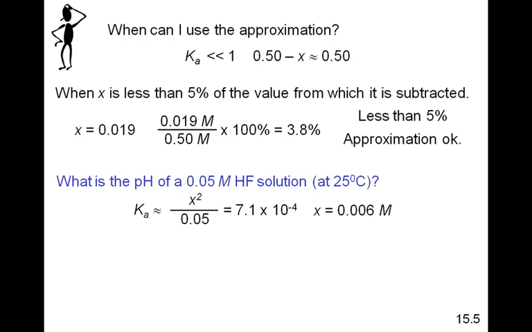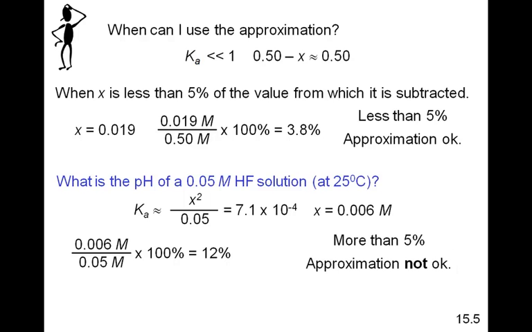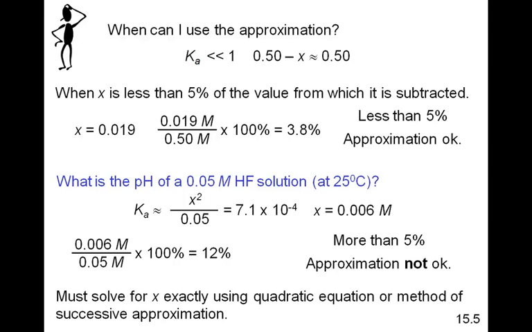and X comes out to be 0.006, which now we're going to check because remember, the concentration of HF at equilibrium would be 0.05 minus this value of X. And so we'll check to see if X is actually less than 5%. And as you can see, it's not. It's not less than 5%. And therefore, we can't use that approximation. Not a good approximation. So we must solve for X exactly using the quadratic equation, or what's known as the method of successive approximations. Ask me about the method of successive approximations tomorrow.